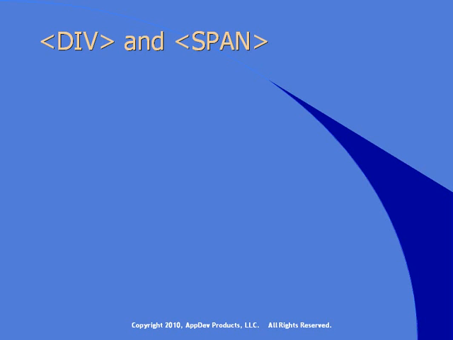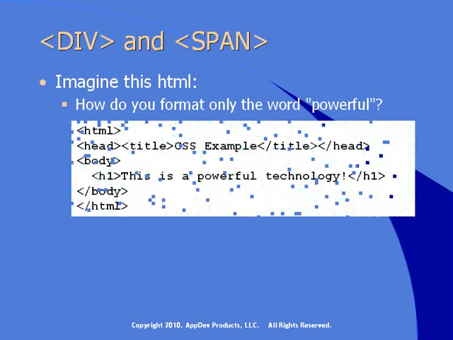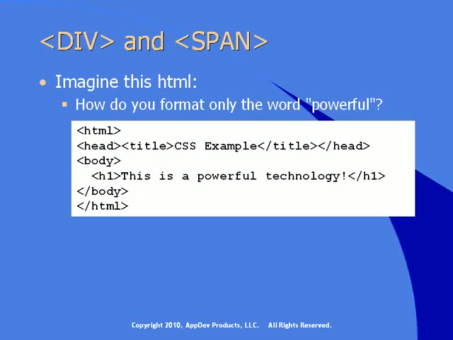You can't discuss styles without also discussing the div and span tags. Imagine this HTML. How would you format only the word powerful? You have powerful in the middle of an H1 element. I want it to have a different style. How can I do it? Well, there needs to be some way to apply a style to a subset of a larger element.